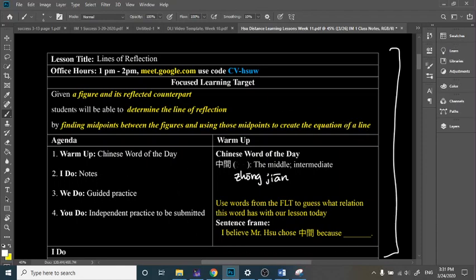Remember, make sure to use the FLT to fill in this blank. Take a guess. And I'm going to assume that you did that. And we're going to move on in 3, 2, 1, 0.